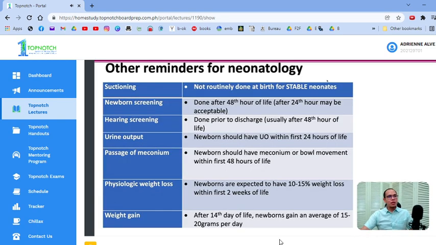Okay? So other important reminders for neonatology. Okay, suctioning is not routinely done for stable neonates. Okay, so hindi lahat ng newborn kailangan mo i-suction. It's not even part of your EINC. Okay, there's no benefit, there's additional risk. Okay, so don't do it unless it's needed. So pag puno-puno ng secretions, may obstruction, then yes, of course you do your suctioning.